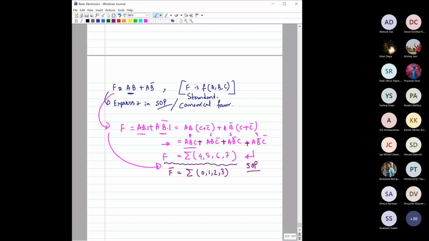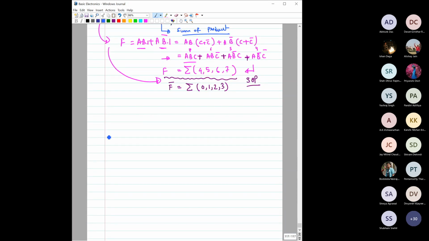Okay, so is this clear? So what is this standard canonical form? Standard canonical form can be SOP, meaning sum of product, or it may be product of sum. It can be both. So it is sum of product.